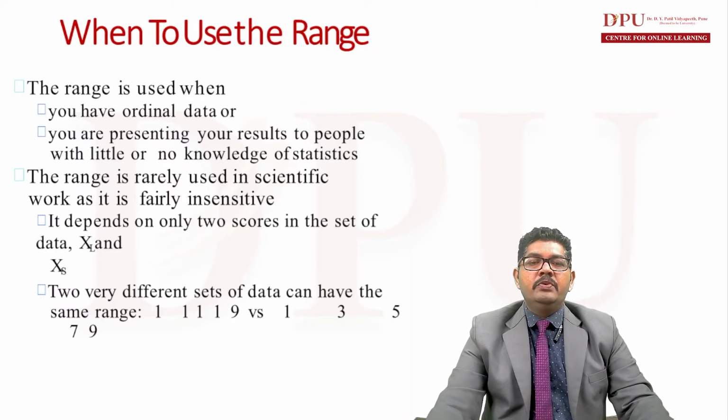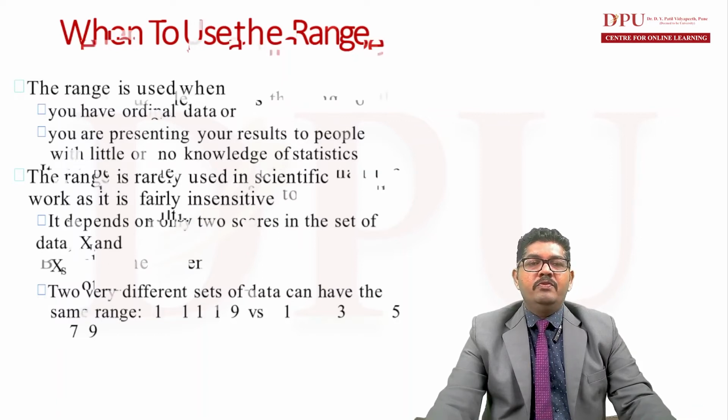Range is rarely used in scientific work as it is fairly insensitive. It takes only two values to calculate the range, and therefore range is not based upon all the values. It is not capable of further mathematical treatment, and therefore it lacks scientific base. It depends on only two scores in the data set, the largest value and the smallest value. Two very different sets of data can have the same range. So when two different data sets have different spread, we can still get the same range value, because it is based upon the two values, the largest value and the smallest value.